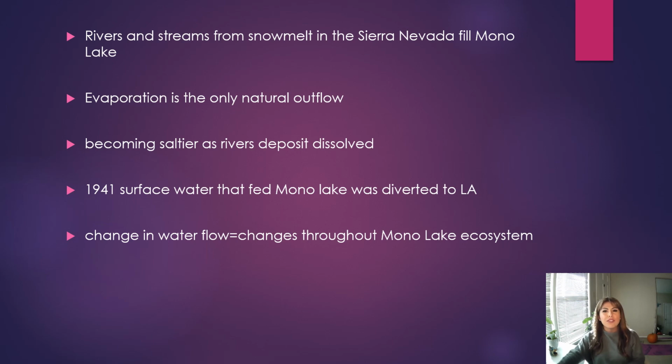So you have rivers and streams from the snowmelt that filled in Mono Lake. Evaporation is the only outflow. In 1941, surface water that fed Mono Lake was diverted to Los Angeles. And so it really changed the inflow to that lake. And so you don't have a natural outflow, you just have evaporation.